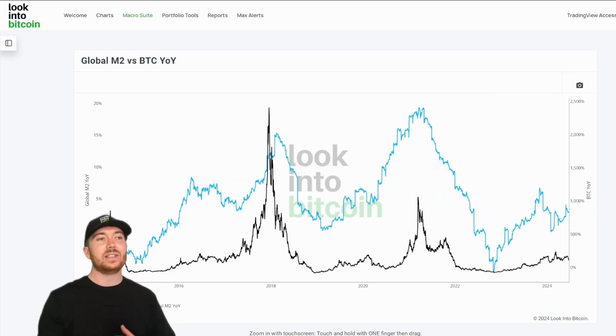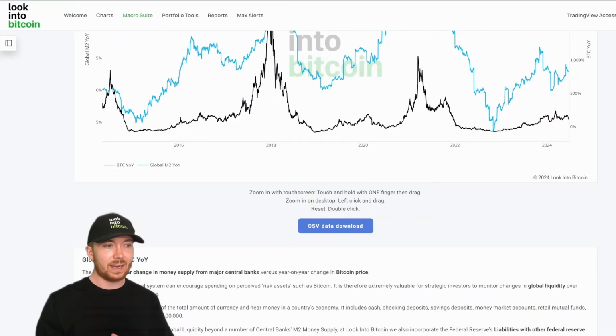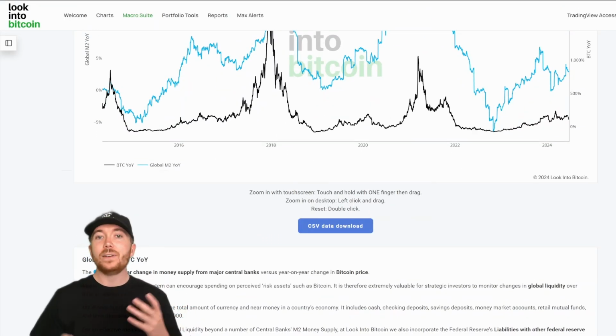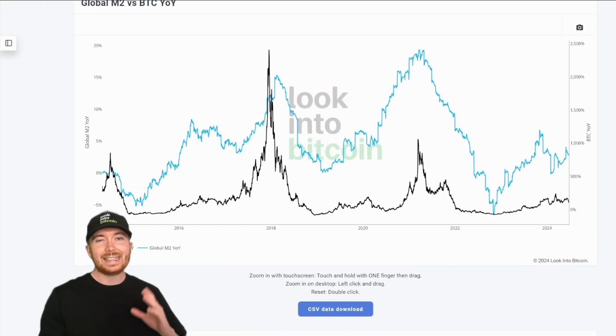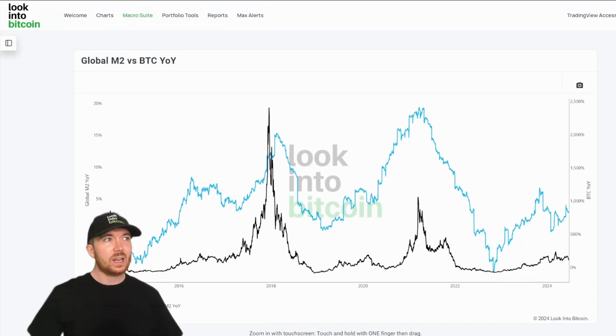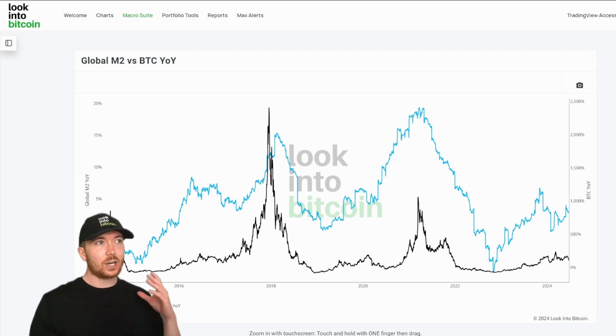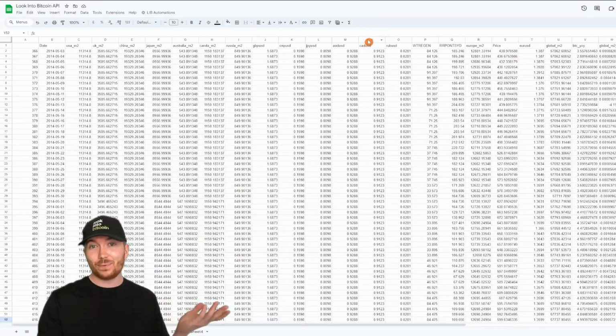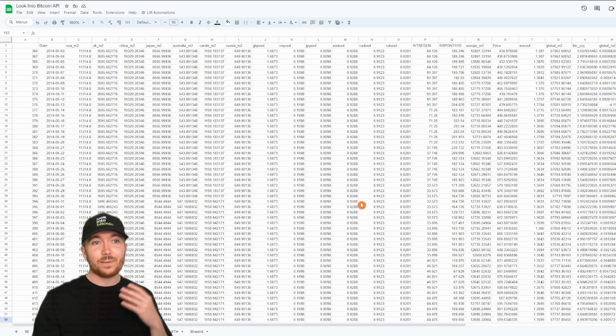To do this, I've actually utilized the Look Into Bitcoin API, but this can also be done with a CSV data download down here. And if you don't have access to the Look Into Bitcoin API or CSV downloads, I definitely recommend getting a site subscription, because the way you can manipulate this data to come up with amazingly performing custom metrics makes it very much worth it.